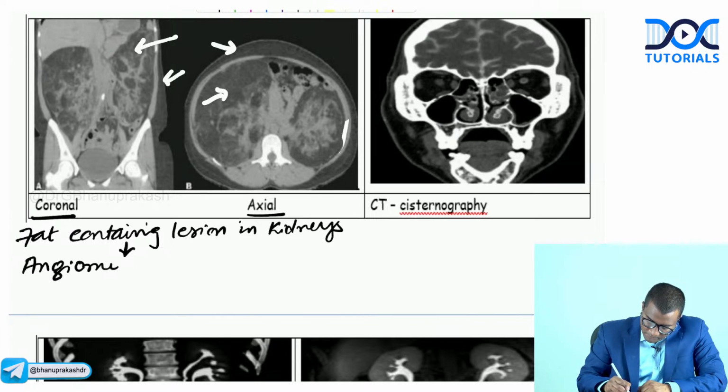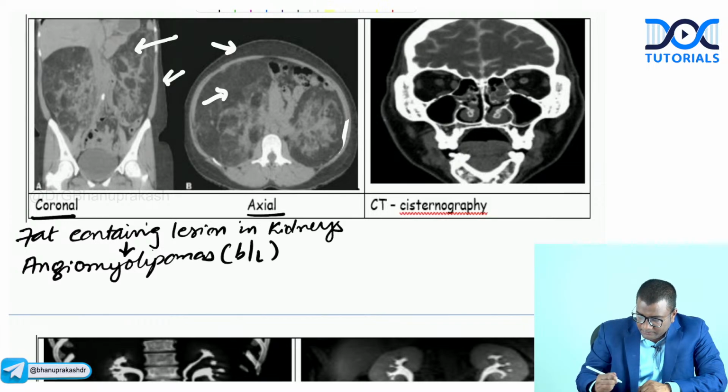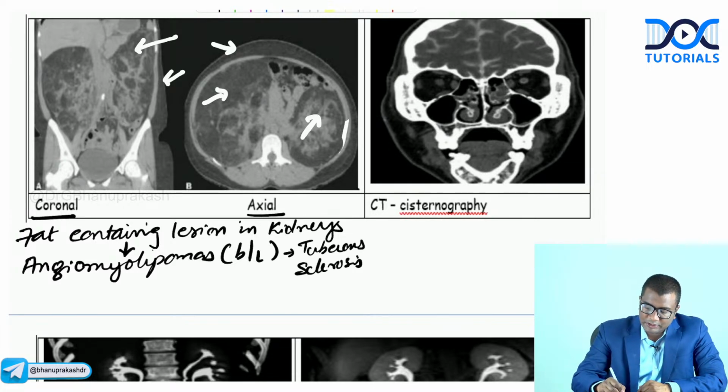angiomyolipoma. And can you tell me, where do you see bilateral angiomyolipomas, like this, in both the kidneys? Bilateral angiomyolipomas is a feature of tuberous sclerosis, right?